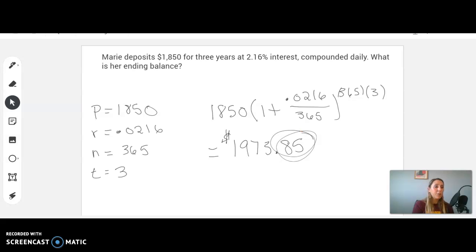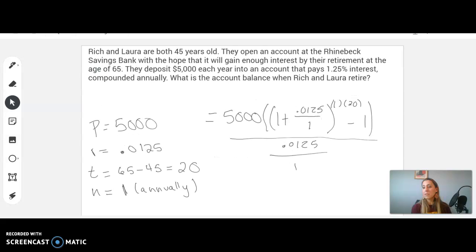Make sure you're copying all of the work down. I did write down the formula just so I had it on here. Okay, so now we are going to be talking about what this account is going to earn. Rich and Laura are both 45 years old and they open up an account in a savings bank. They want to gain enough interest by their retirement at the age of 65. So they're going to deposit $5,000 each year into an account that pays a 1.25% interest rate, compounded annually. And then we want to figure out what the balance is.